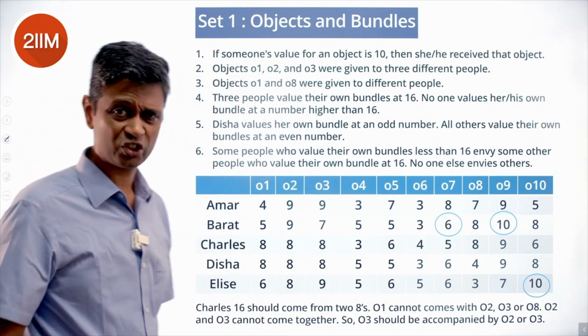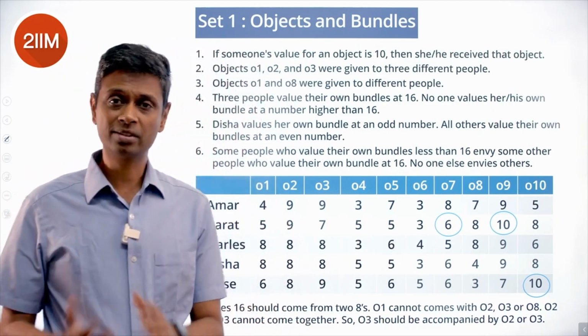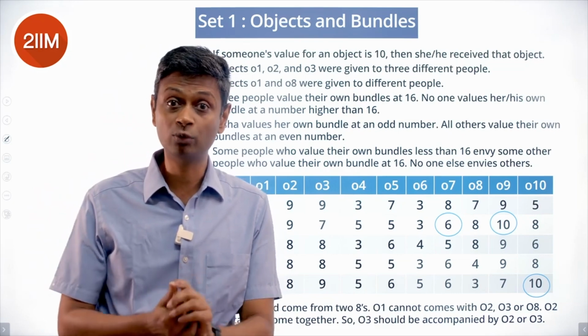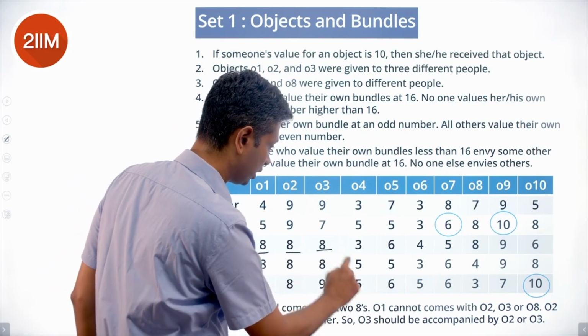Now Charles has got 16. Charles has not got a 10. He could have got 2 8s and nothing else. 8 and 6, 8 and 4, they don't work. He should have got 2 8s. That means he should have got, there's an 8 here, 8 here, 8 here.